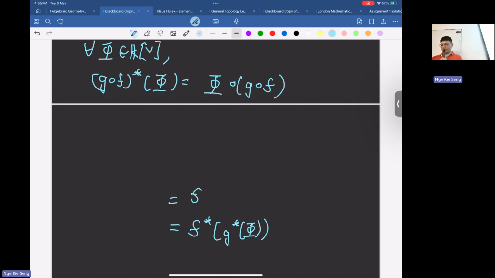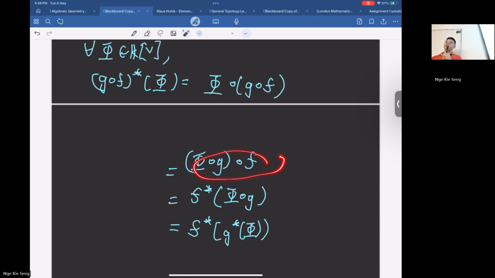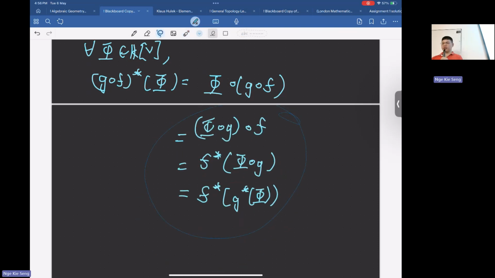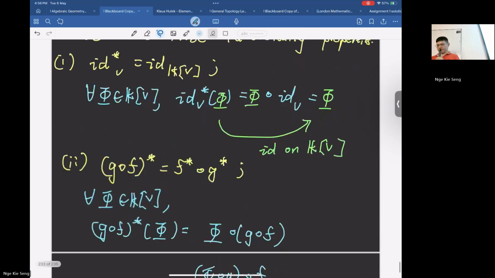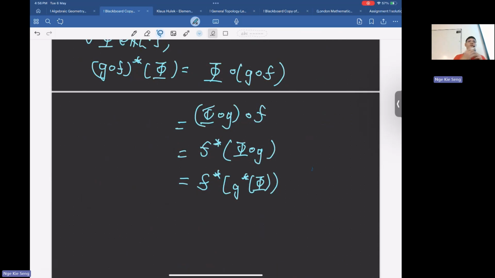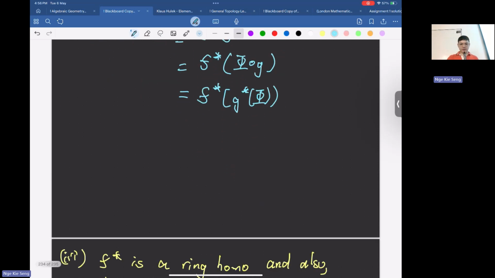Phi composite G. So you keep your F star of phi composite G, and then phi composite G composite F. Are these two equal or not? Why? Because the map is associative. Okay. So you need to use that our coordinate ring is associative, but it's a ring, right? Cool. Okay, this is done.